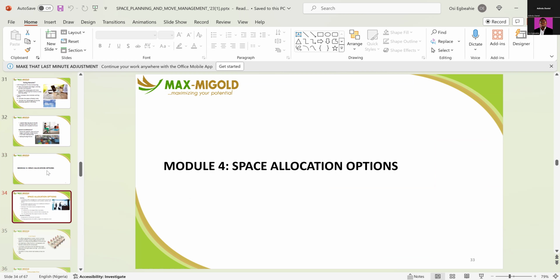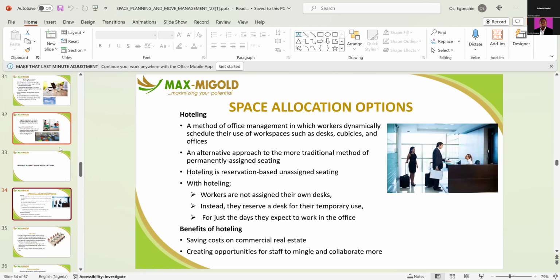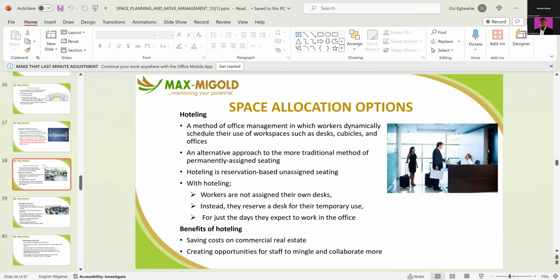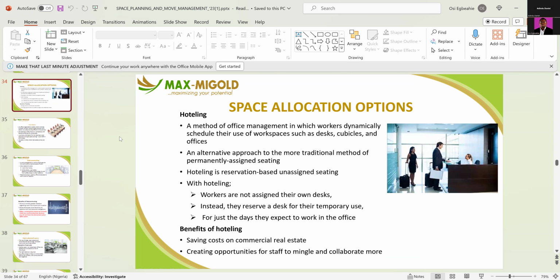Space allocation options are the ways spaces are managed in different organizations. Now we have the hoteling system. The hoteling system is when, before you come to the office, you need to book your space, just like a hotel. You go to a hotel to book a room for a period of time. Maybe you book for 3 days. You're going to stay for 1 month, you book for 1 month. You stay for one night, you book for one night. That's the same system that some offices operate.